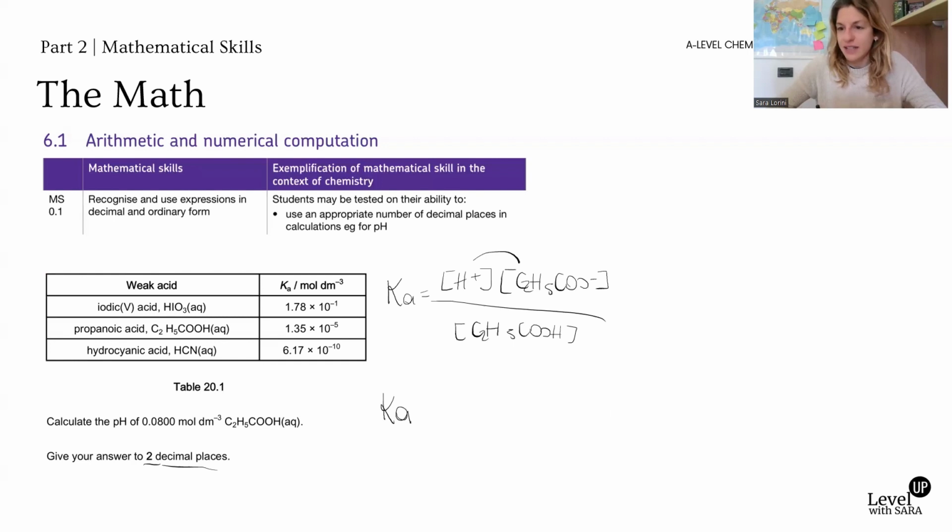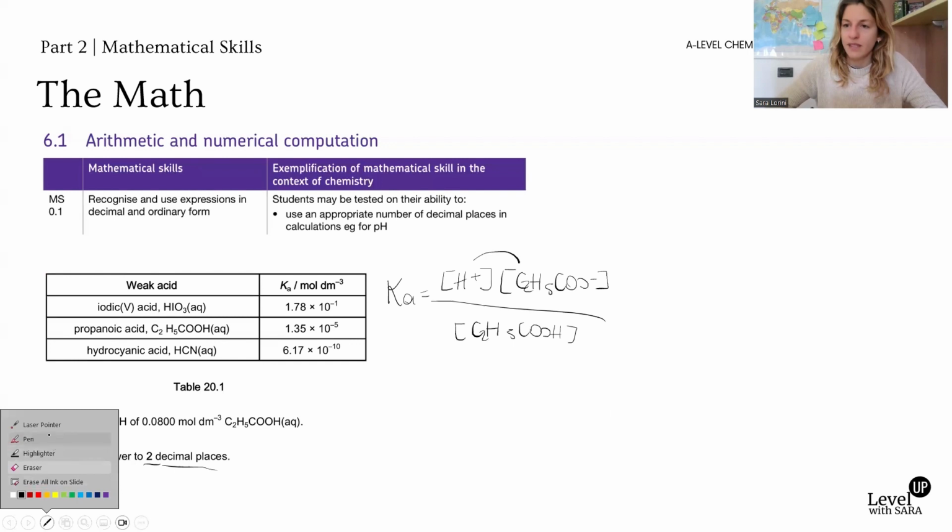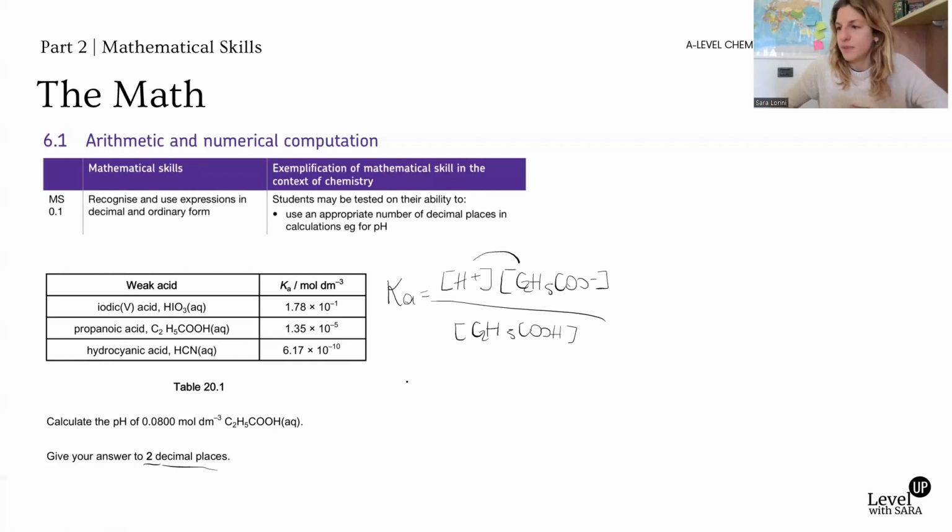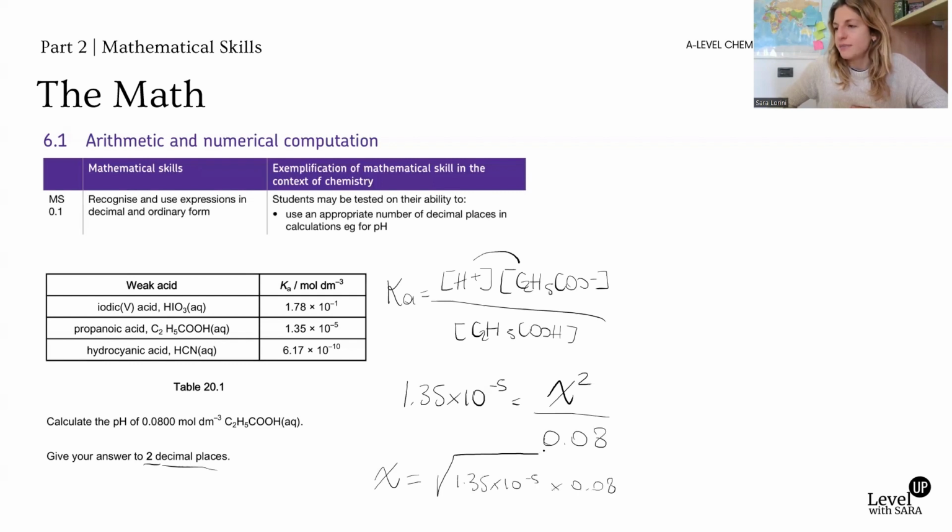Actually, I'm going to write down right away the numbers. If in the meantime you're doing it on your own, or you pause for it. So it's 1.35 times 10 to the minus 5 is equal to x to the power of 2, or you can write it as H plus to the power of 2, okay? Because we make the assumption that they're the same, and then 0.08 is the value. Okay, so let's do the calculation. X will be equal to the square root of 1.35 times 10 to the minus 5 times 0.08.